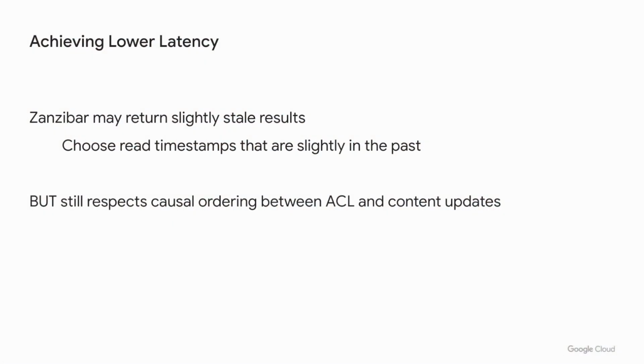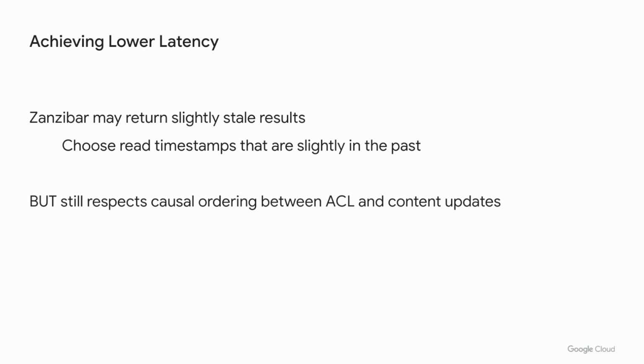Zanzibar is a global system. If you make an update on one side of the world, it's really hard for this update to propagate to the other side of the world in under 10 milliseconds, their latency goal. The speed of light and information just does not travel quickly enough. Luckily for Zanzibar, they've decided that they are okay with returning slightly stale ACL check results. This allows them to do reads slightly further into the past, and therefore obviate the need to wait for information to propagate across the world. But critically, they still need to be able to respect the causal ordering between ACL and content updates.